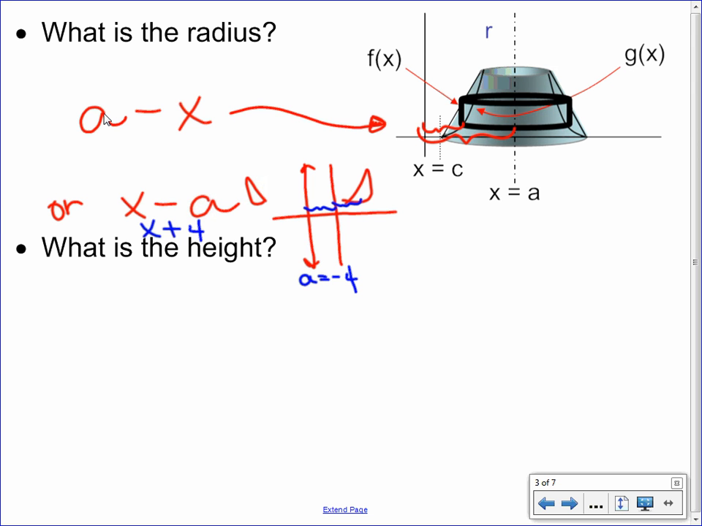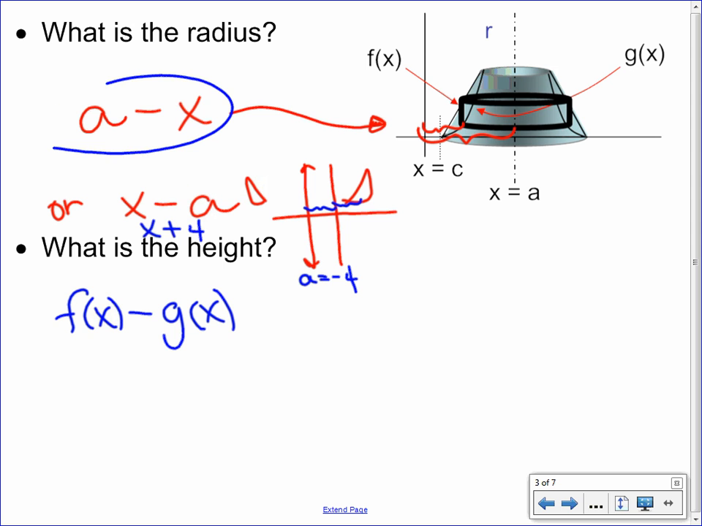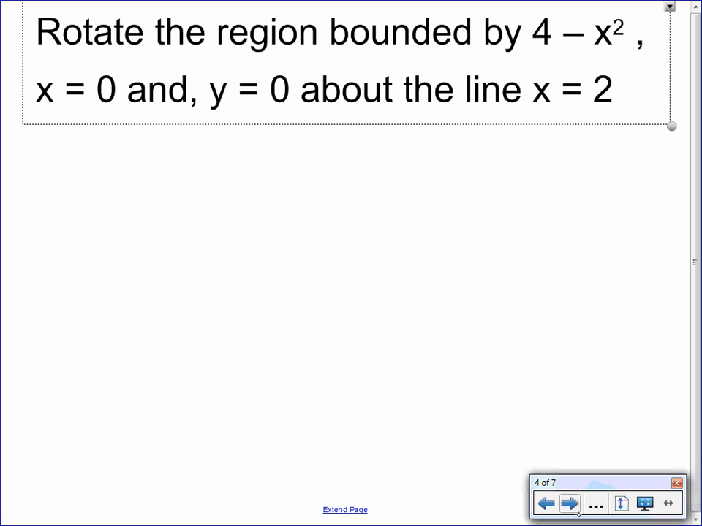The height of our cylinder, does that change? No, we're still going to have our top function minus our bottom. Okay. Let's remember that. Okay, our radius is going to be our line minus it.